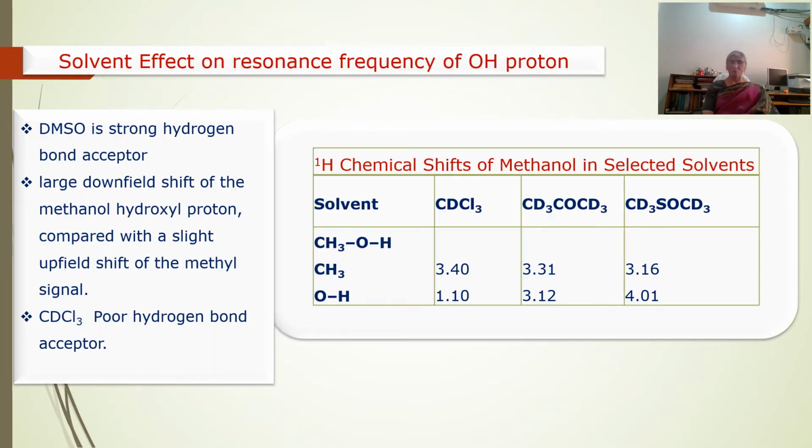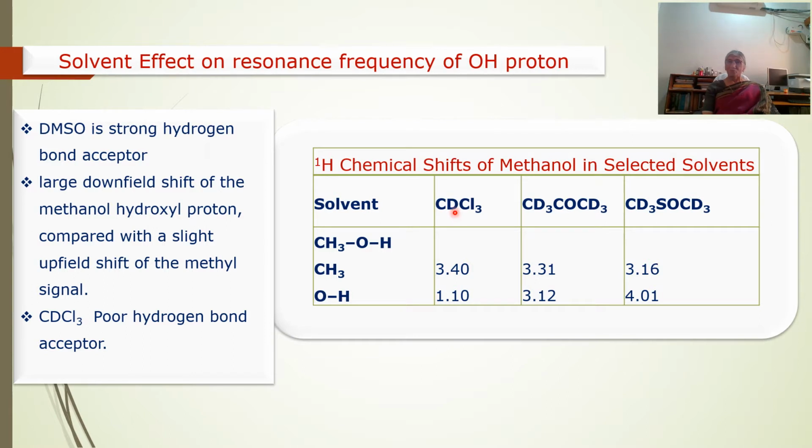See the effect of solvent on the resonance frequency of the hydroxyl proton. We know that the resonance frequency of the hydroxyl proton depends upon the concentration, temperature, and the nature of the solvent. The table indicates the resonance frequency of the methyl and the hydroxyl proton in the presence of different solvents. The different solvents taken here are deuterated chloroform, deuterated acetone, and deuterated dimethyl sulfoxide.